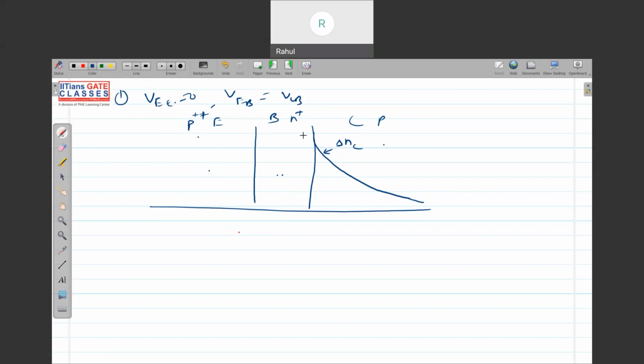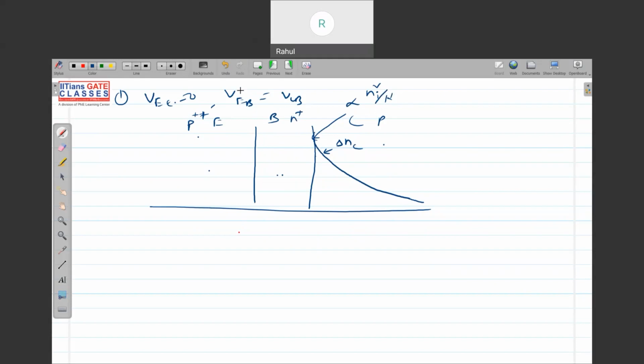Suppose you assume that the base region is almost 10 times more heavily doped compared to the collector region. So here it depends upon the doping: the excess concentration is proportional to Ni square by the doping. Here doping is very less, so it is very high. If I assume the doping in the base region is 10 times more compared to the collector region, it will be a little less.